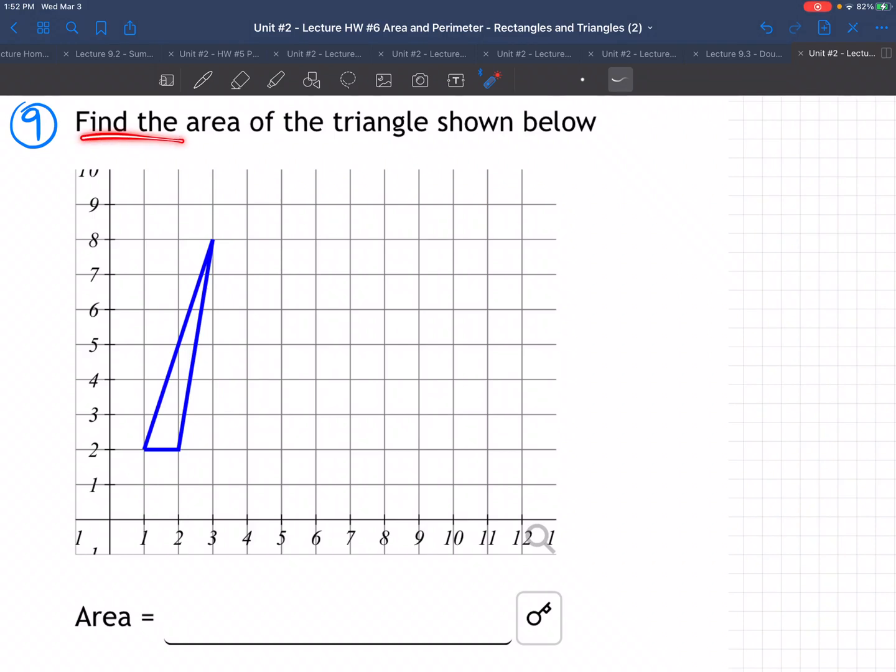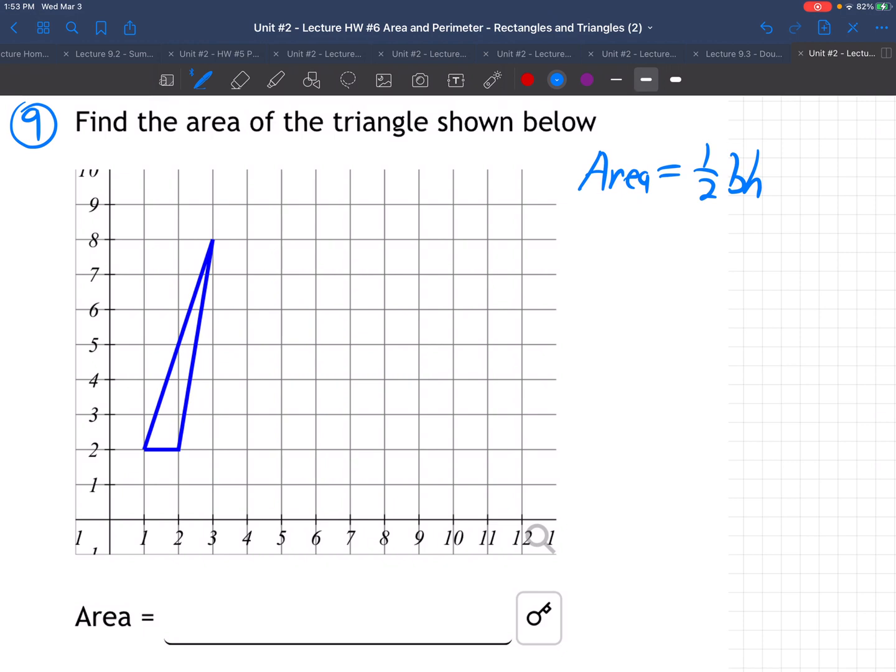In this example, they want us to find the area of the triangle shown below. So this triangle, how do we find the area? Well, let's remember the formula for the area of a triangle. The area of a triangle from the formula sheet is a half times base times height.